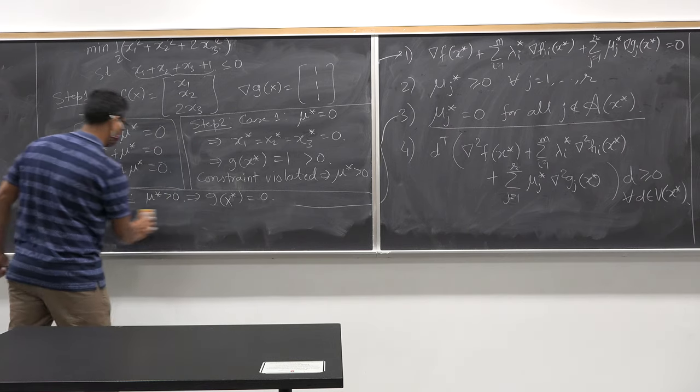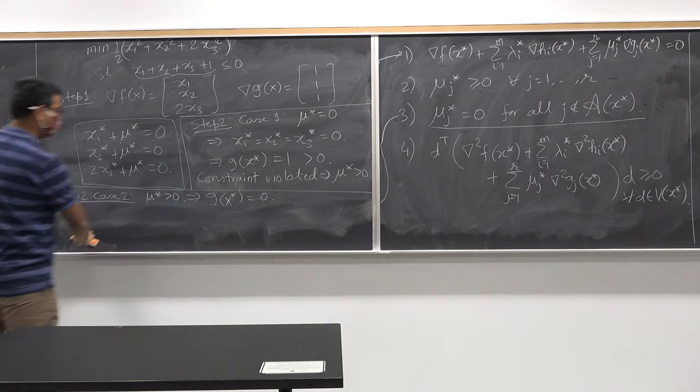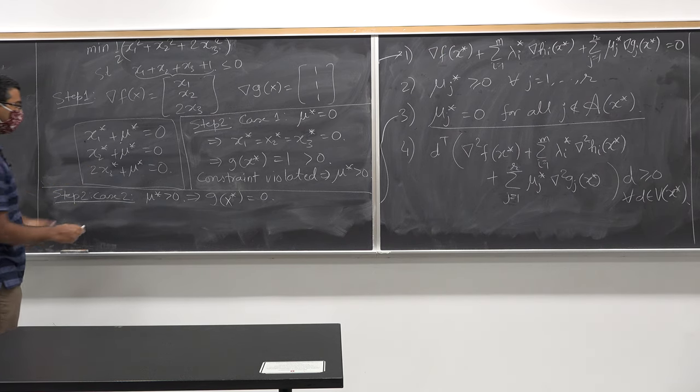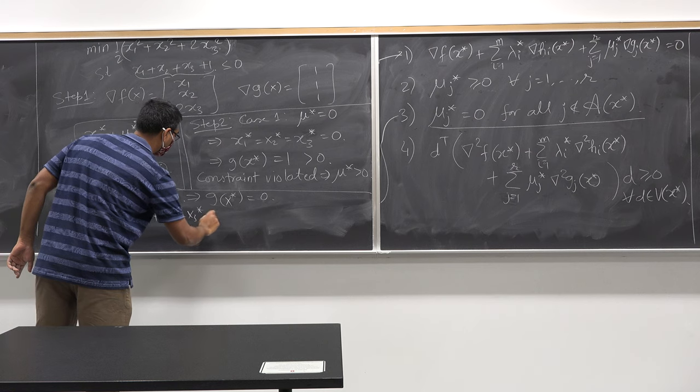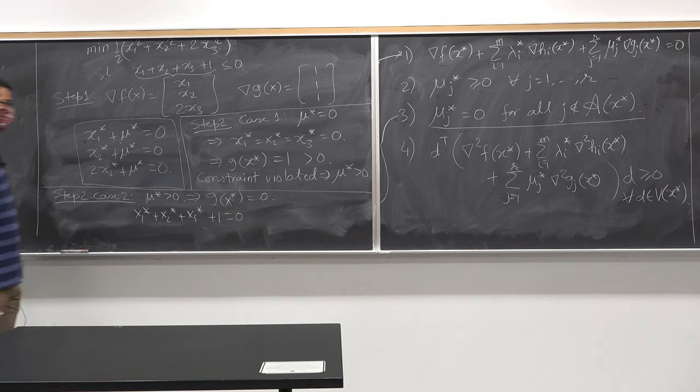So let's write down what that means. G of x star is equal to zero means x1 star plus x2 star plus x3 star plus 1 is equal to 0. So now I have four equations and four unknowns. I have equations 1, 2, 3, and 4. All four of them are equality equations, so I can solve this system of linear equations. And I can compute x1 star, x2 star, x3 star, and mu star. Right?